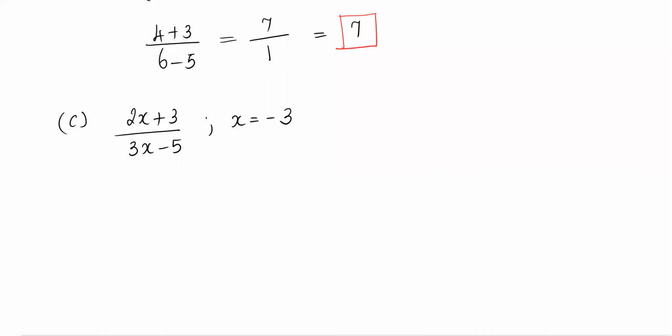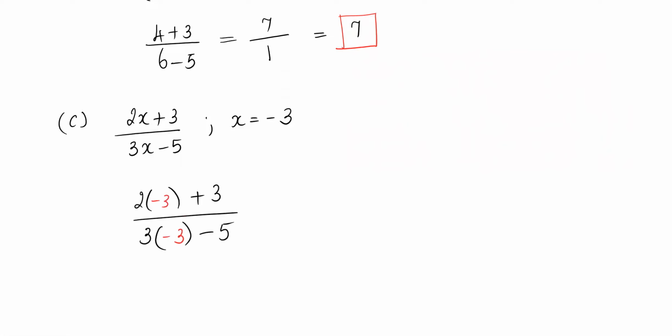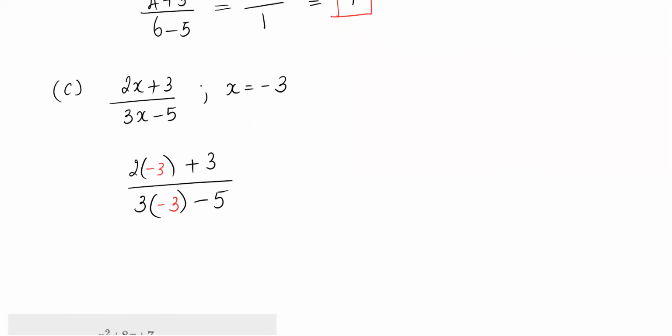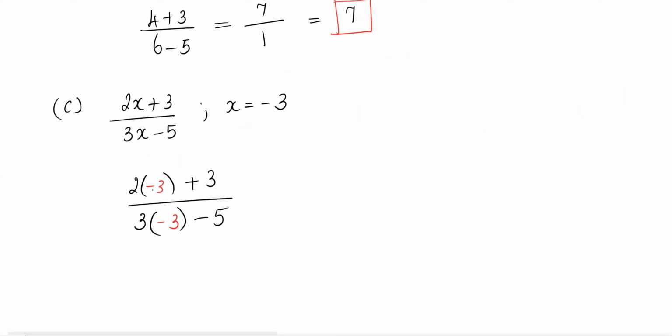Okay, so 2 shell plus 3 over 3 shell minus 5. Let's plug in negative 3 and negative 3. See how the negative is carefully protected? So when you multiply them out, 2 times negative 3 is going to be negative 6 plus 3, over 3 times negative 3, which is negative 9, minus 5.